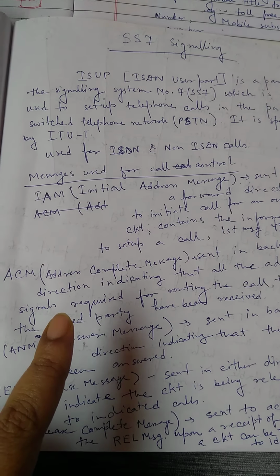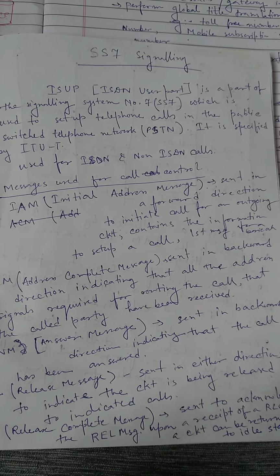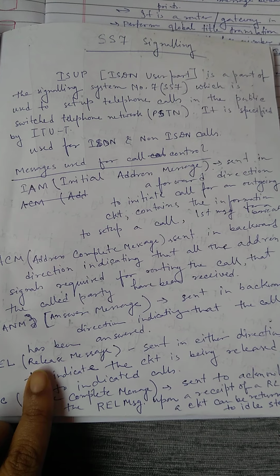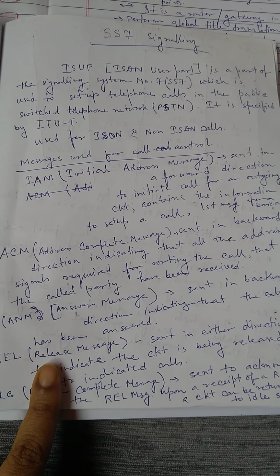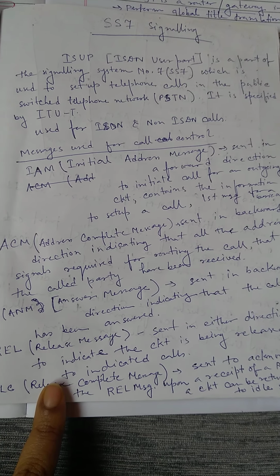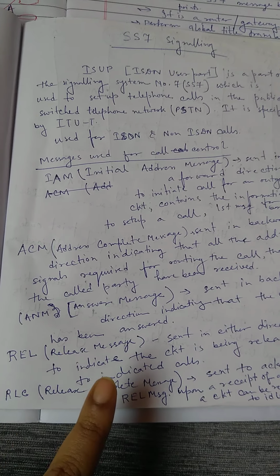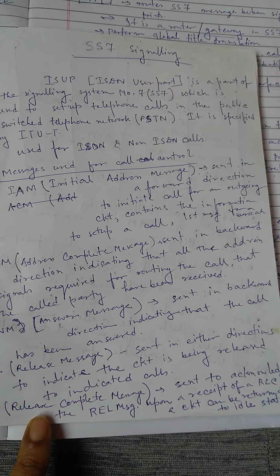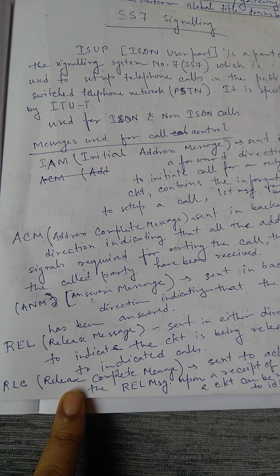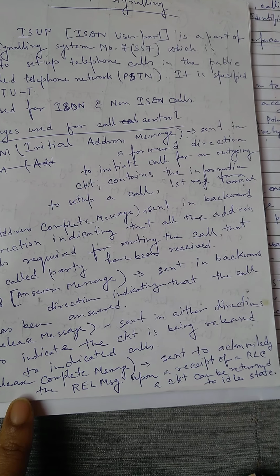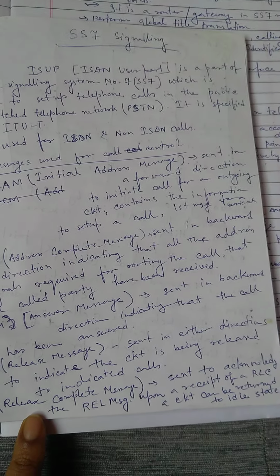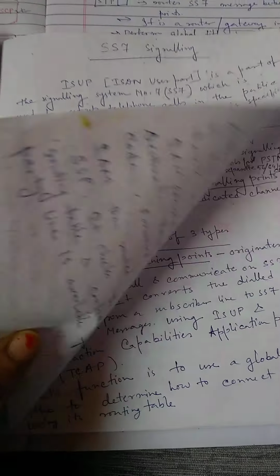Next message is ACM, or the address complete message, sent in the backward direction, indicating that all the address signals required for routing the call to the called party have been received. Next is the answer message, sent in the backward direction, indicating that the call has been answered. Next, the release message or REL, sent in either direction to indicate the circuit is being released. And RLC, that is the release complete message, sent to acknowledge the REL message. Upon receipt of an RLC, a circuit can be returned to an idle state.